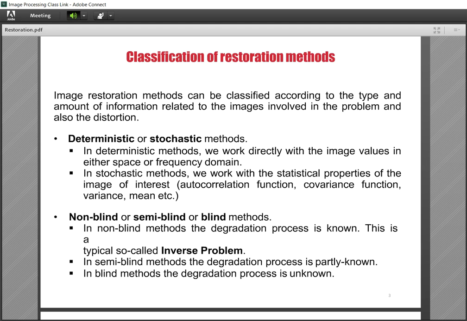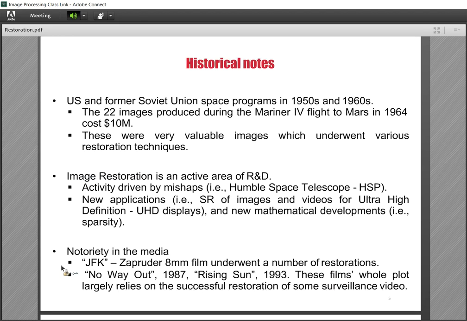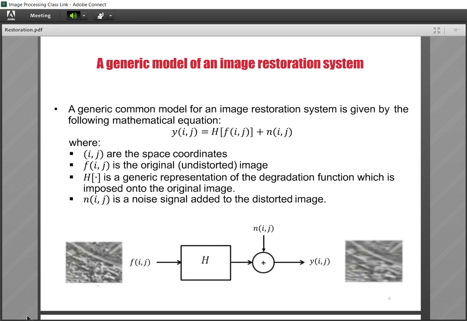Deterministic and non-deterministic or stochastic, and another view: blind, non-blind, semi-blind. Or about implementation methods, that was direct or iterative, such as machine learning, deep learning, etc. Direct: some methods are directly applicable over the images themselves. Some historical notes.